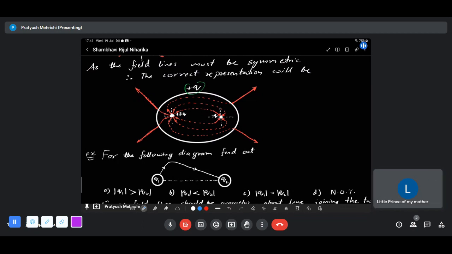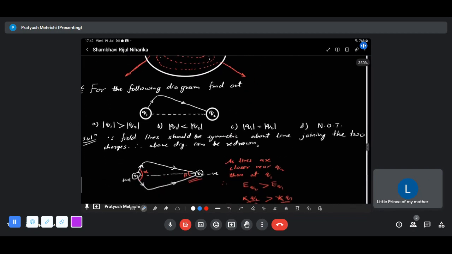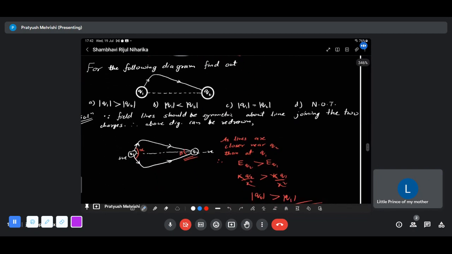The lines of force are rapidly converging toward Q2. It means what? It means the lines of force are more dense, or we can say more densely packed at Q2 rather than Q1. So ultimately we are having what? Q2 greater than Q1.